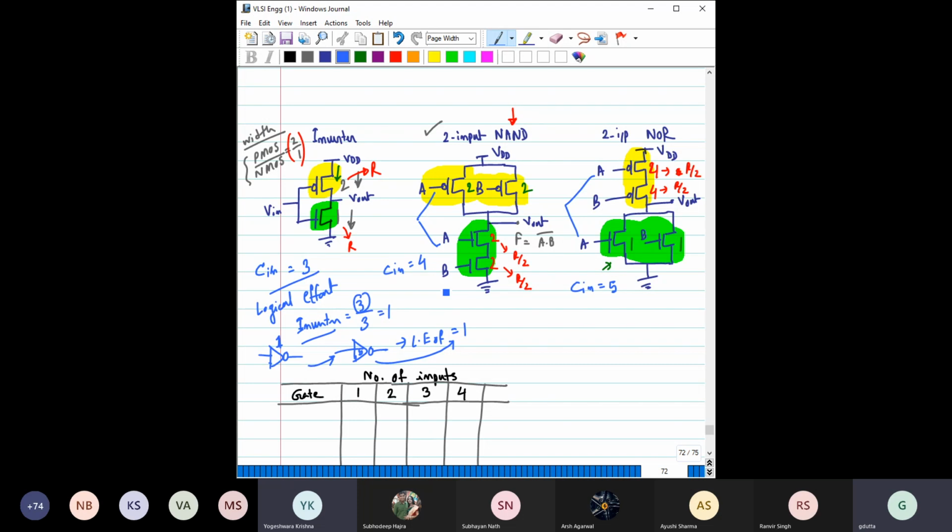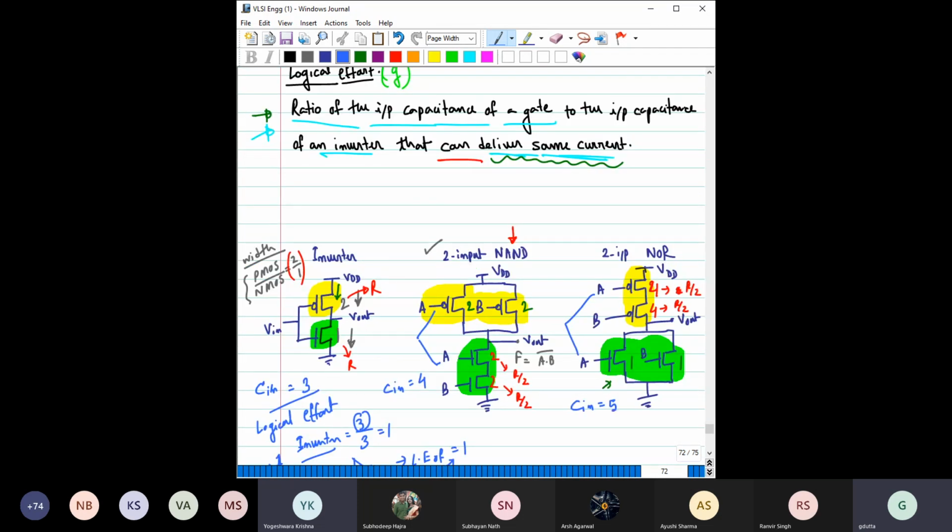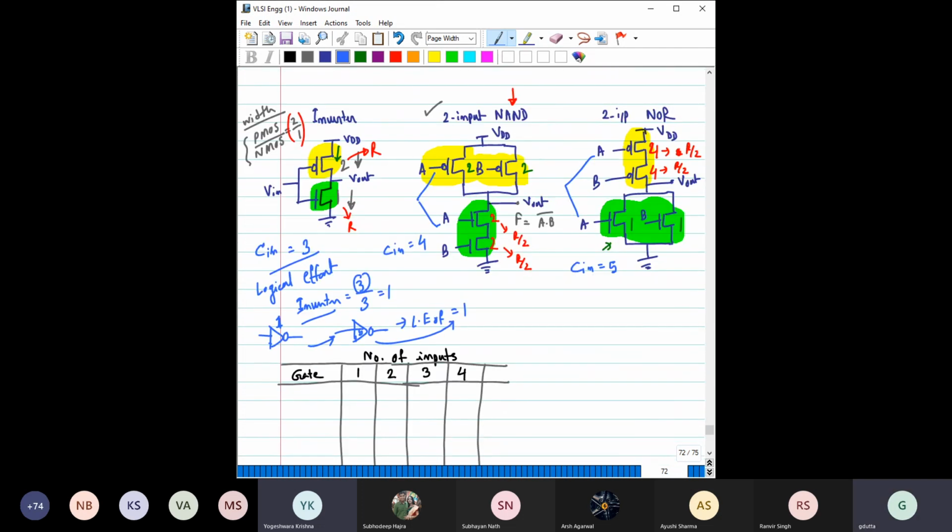We have not so far done it for the two input NAND gate and NOR gate, but just to make a general statement, I am making it right now only. So logical effort does not depend on the transistor sizing. You can make the whole gate transistor sizing whatever you want, but the logical effort is always going to be the same because of this criterion that they should deliver the same current. Okay, now let us see then for this case what would be the logical effort.